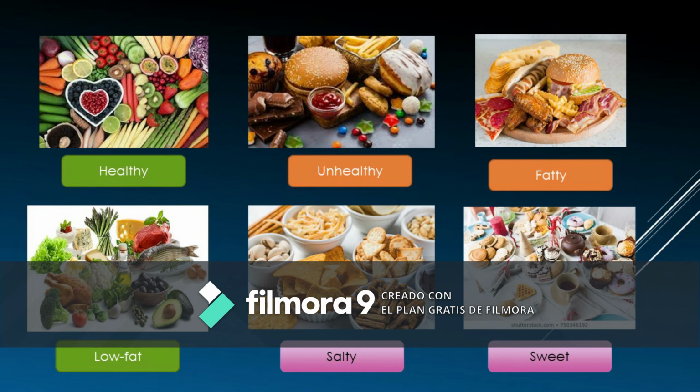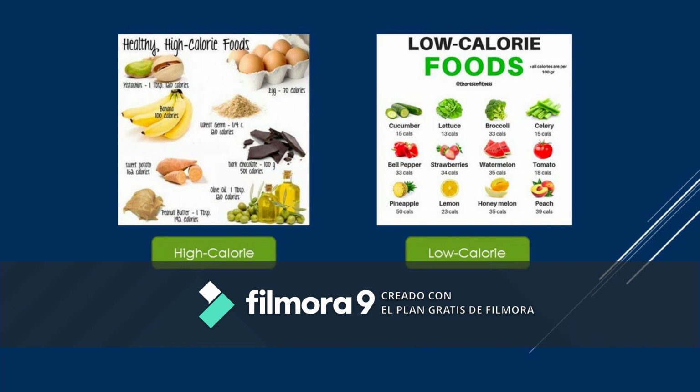When we are talking about fatty, we are talking about hamburgers, pizza, fries, etc., right? When we are talking about low fat, we are talking about something like fish, broccoli, tomato, cheese, or something like that. Salty, remember that when we're talking about salty, it is something that contains a lot of salt, right? For example, mayonnaise, pretzels, some cookies. And when we are talking about sweet, here we can say it could be candies, cakes, pies, cookies, chocolates, or something like that, right?